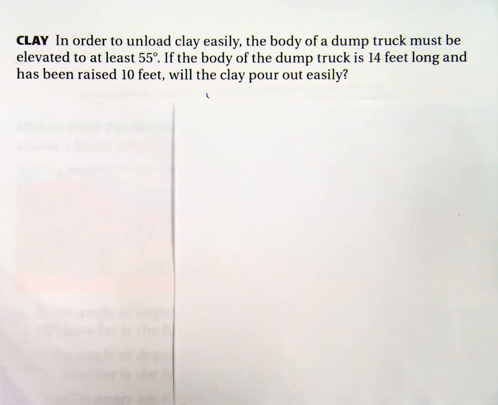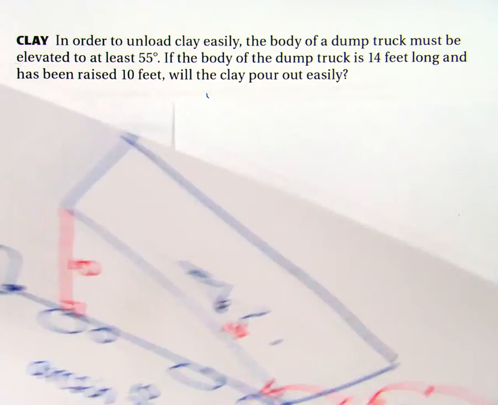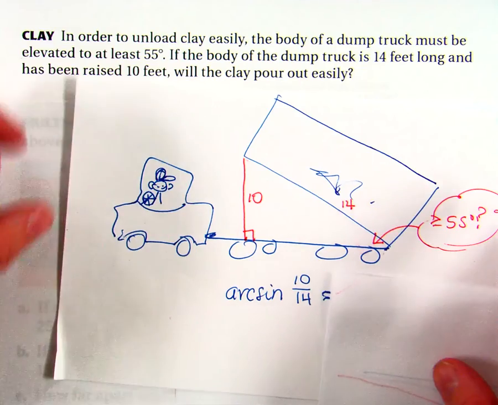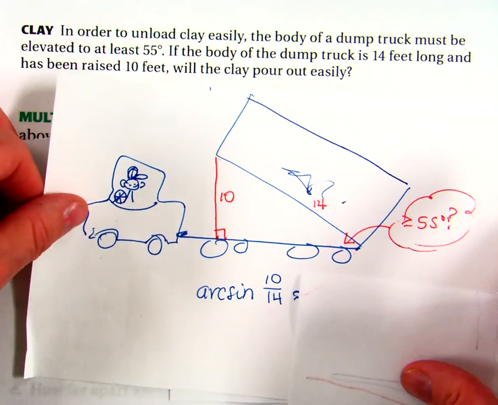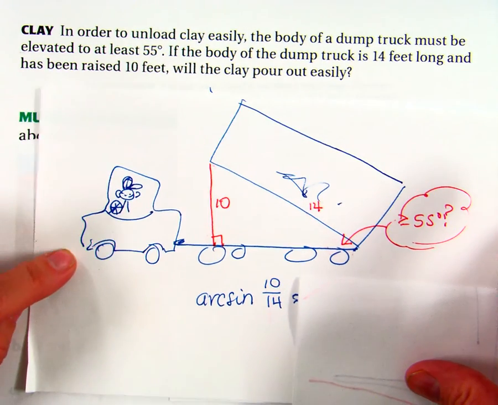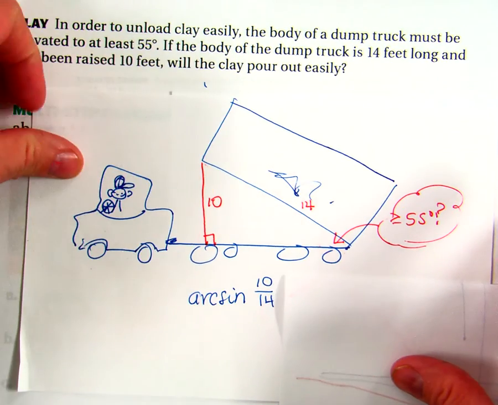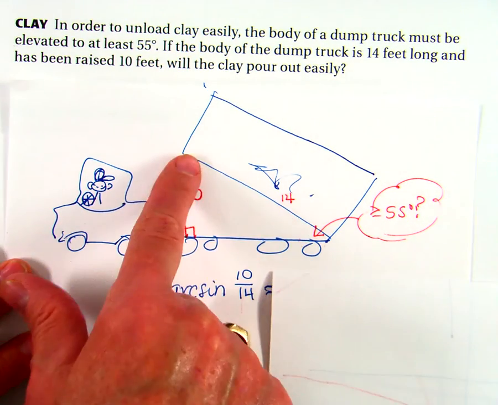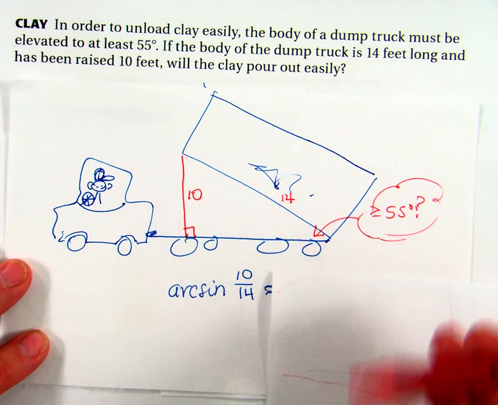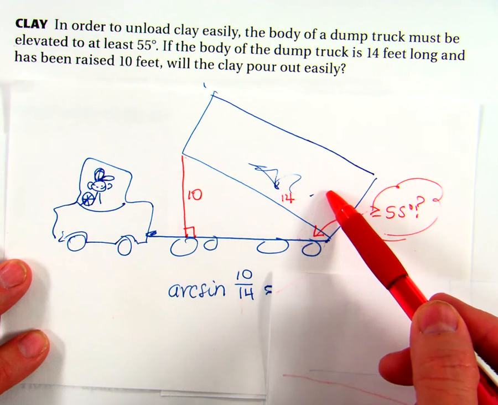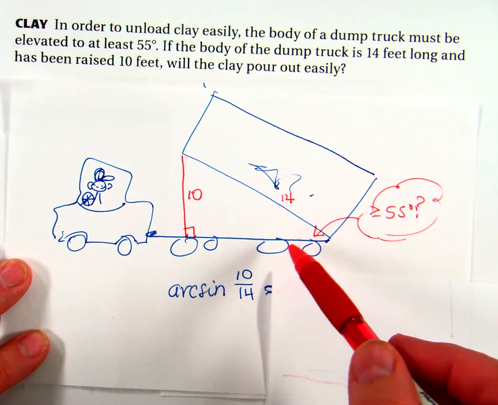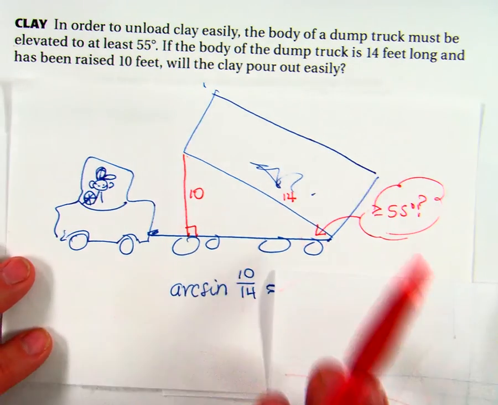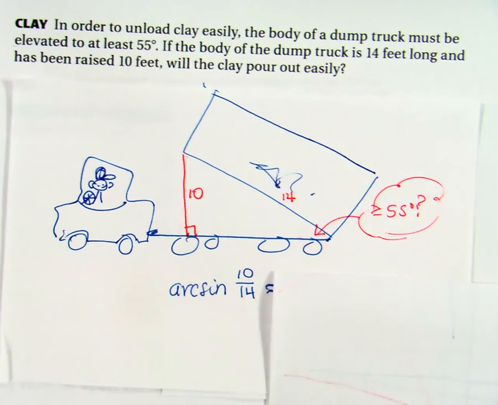So here I've drawn one, which is the example of what we're doing. This is a handy dandy, fine looking truck driver here. And I've drawn what we're given, that it's 14 long, which in this case is the hypotenuse of the triangle under where the clay goes in it. And then it's raised up 10 feet. So what I want to know is if it's 55 degrees.